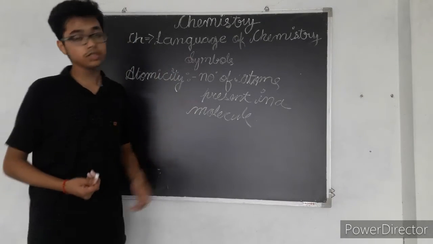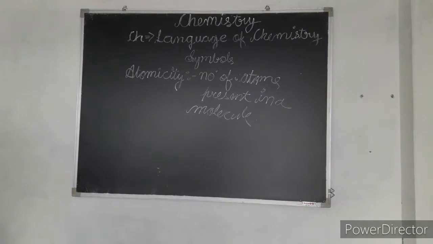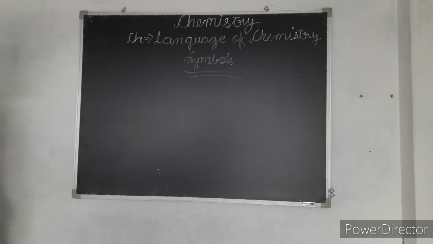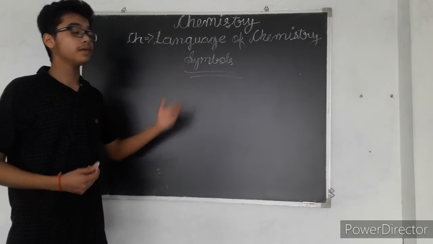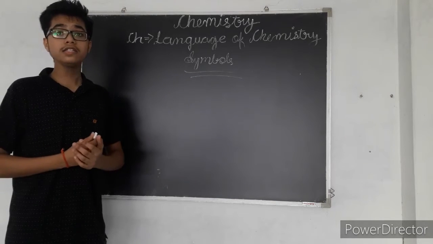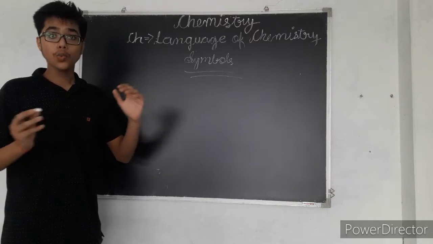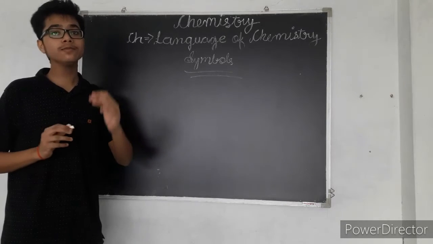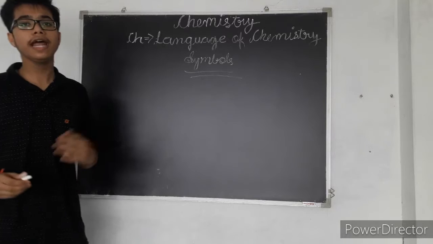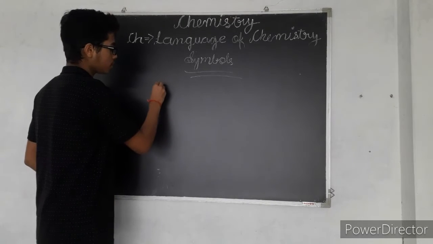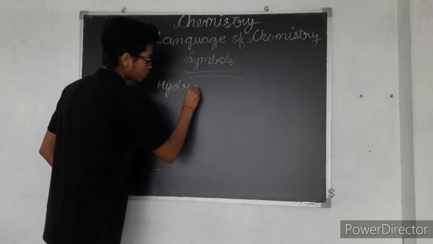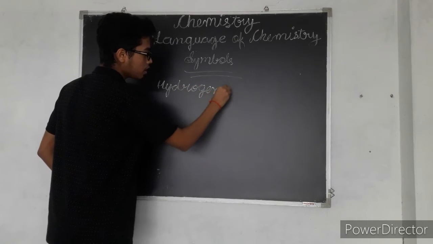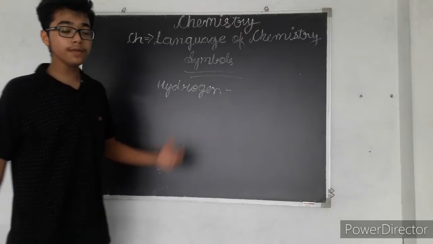Now we will discuss symbols. We have discussed atomicity, now we will discuss symbols. A symbol is a short form which stands for the atom of an element. Suppose there is an atom of hydrogen. Now, what will be its symbol?